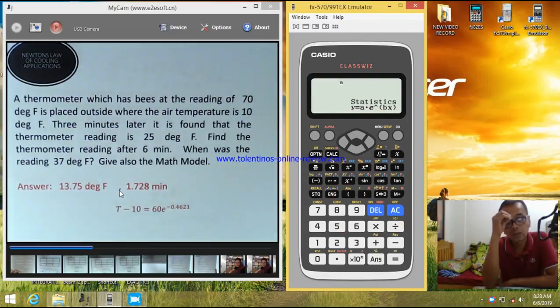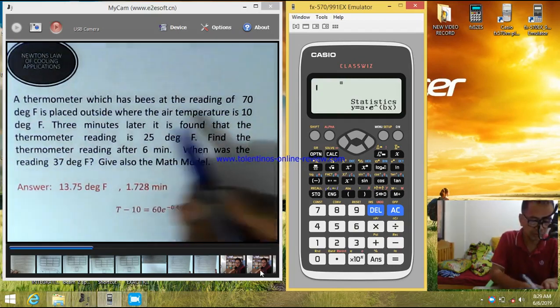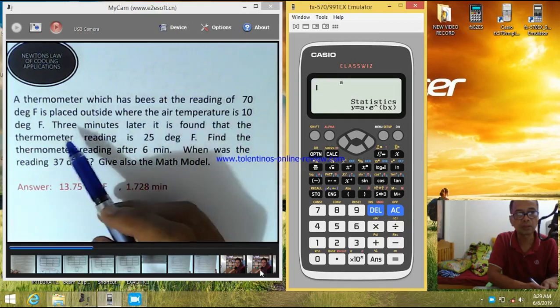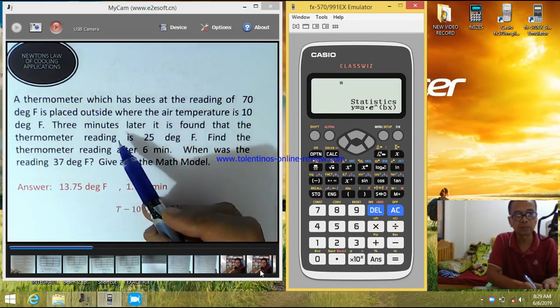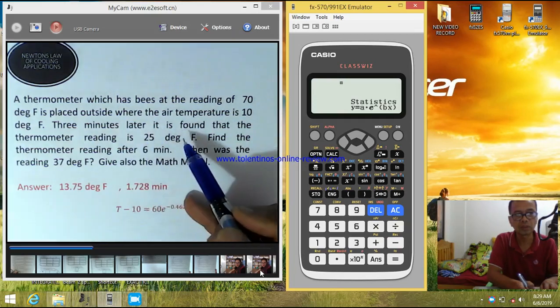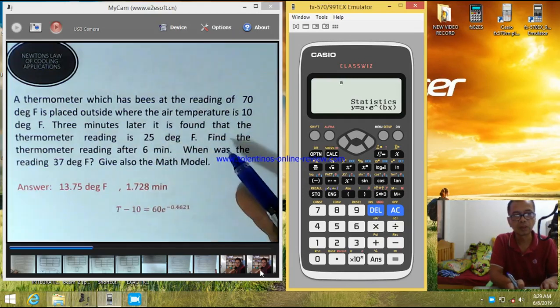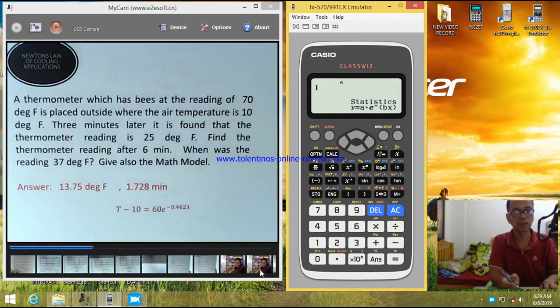Okay, let me give you another application of differential equations. This is Newton's law of cooling. A thermometer reading of 70 degrees Fahrenheit is placed outside where the air temperature is 10 degrees Fahrenheit. Three minutes later, it is found that the thermometer reading is 25 degrees Fahrenheit. Find the thermometer reading after 6 minutes, and when will the reading be 37 degrees Fahrenheit.